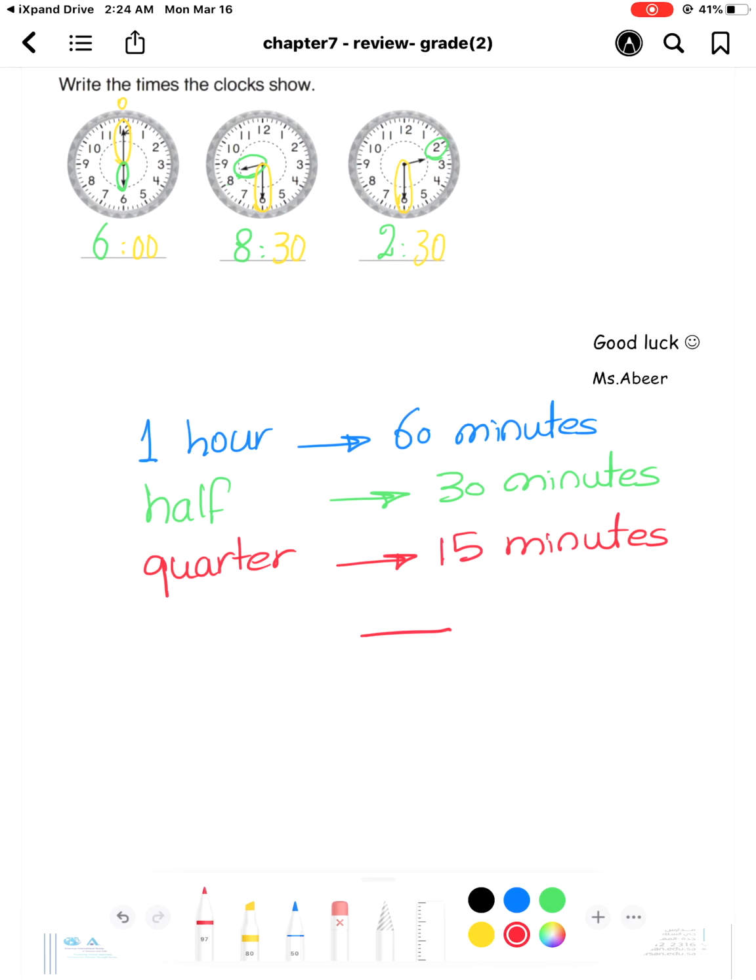I believe this chapter was so easy for you, and it has a connection with real life. Each day we look to the clock or to our watch many times. Now, I hope you understand this chapter.